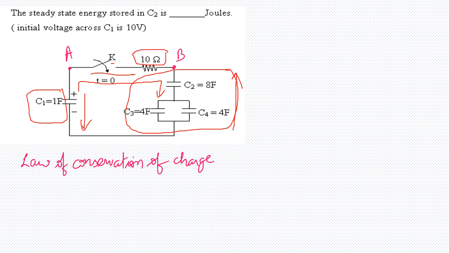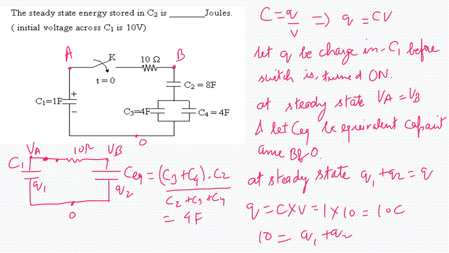So how to proceed for this question? We will use the law of conservation of charge, because the charge which was in the system before the switch was closed will be the same as the charge during the steady state. So let us proceed with the solution. The formula that we will be using is capacitance equal to Q by V, where Q is the charge and V is the voltage across the capacitance, or Q is equal to CV. These two are the important formulas.